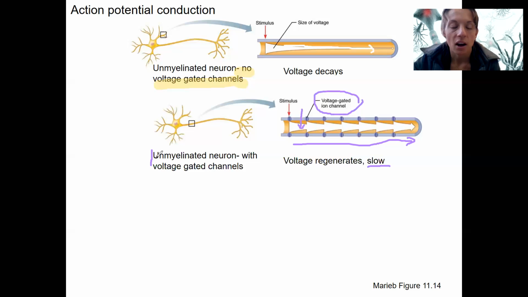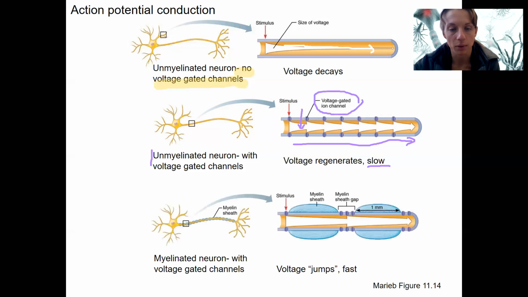Unmyelinated neurons do this, and a lot of the neurons in your body are unmyelinated. They're fine, they do their thing. However, if we want to be able to have this action potential conduct faster, that's where we have myelination, these myelin sheaths around the neurons.